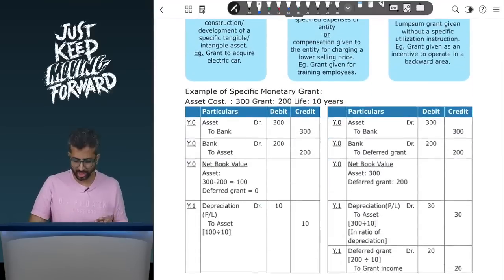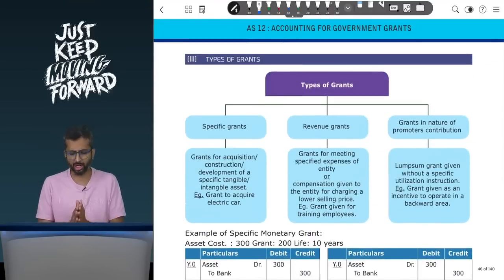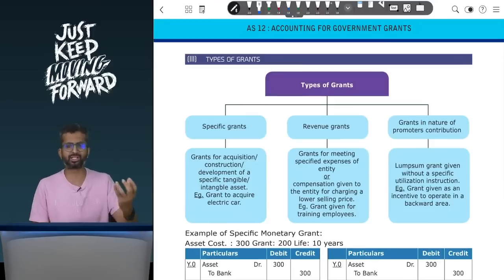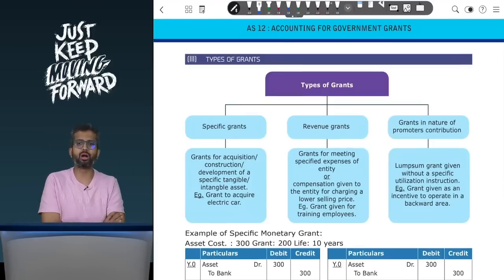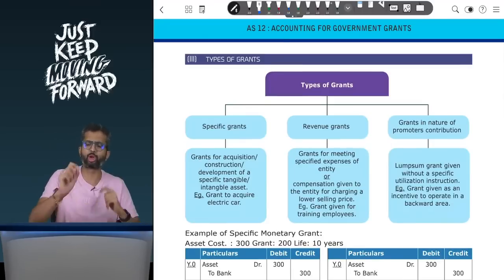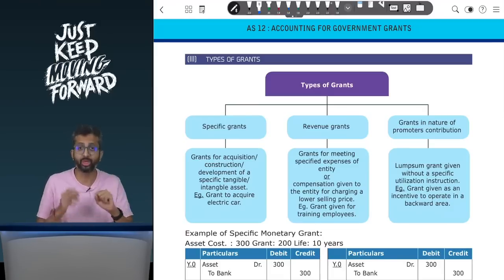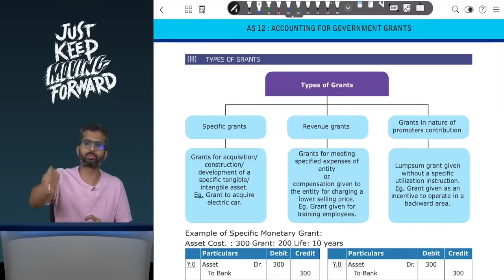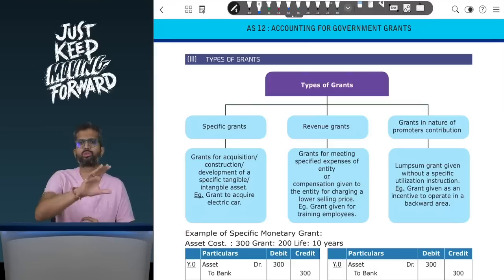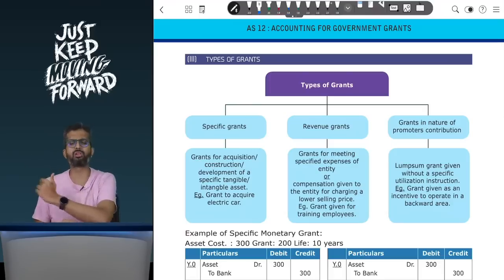Accounting for each of these grants, first you look at the monetary grant, specific grant, that is to acquire an asset. For example, you want to buy an electrical vehicle for 300 rupees, the government gives you a subsidy of 200 rupees. In which case, what will you do? You have two options. You can either reduce that 200 from the cost of the asset and record 300 minus 200, that is 100 net, and then depreciate the 100 over the remaining, let's say 10 years. That is 10 per annum.